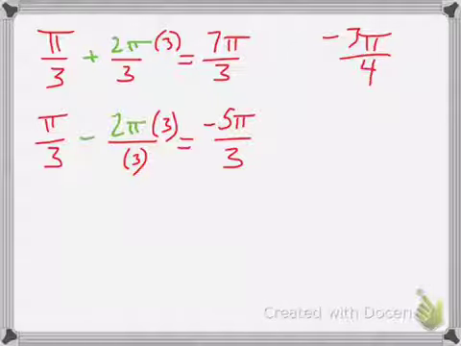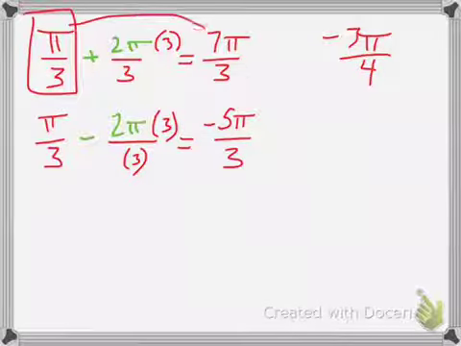Now, pi is not a variable. It's a number, but it acts like a variable. It's an unknown quantity, really. We can approximate it, but we don't know exactly what it is, so it behaves like a variable. So these are the two closest coterminal angles with pi over 3.